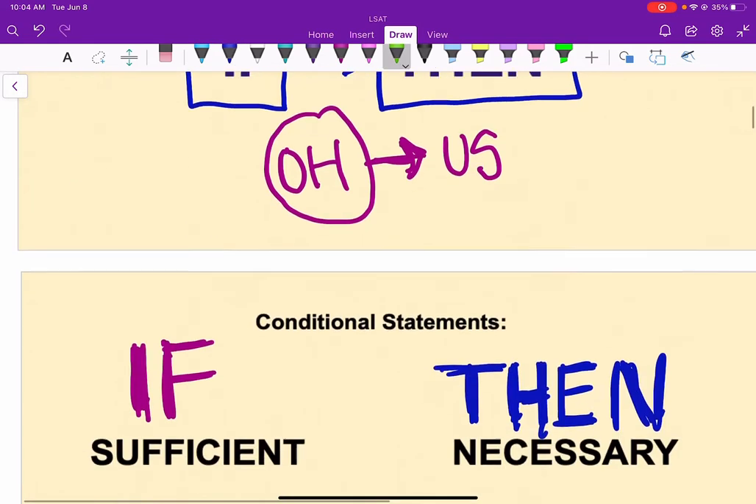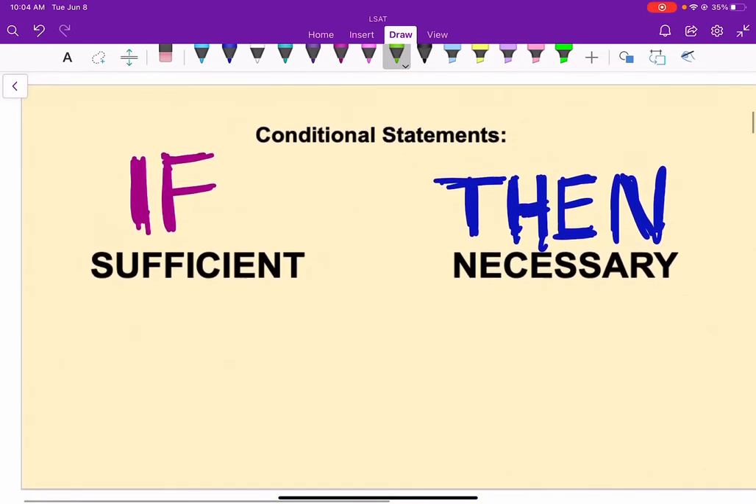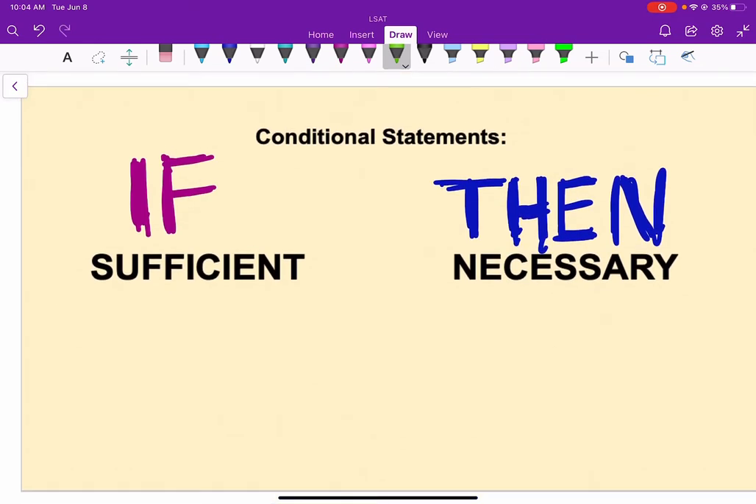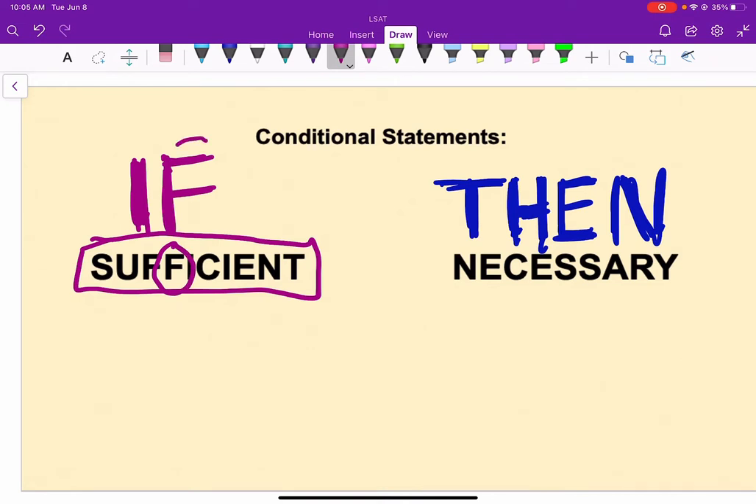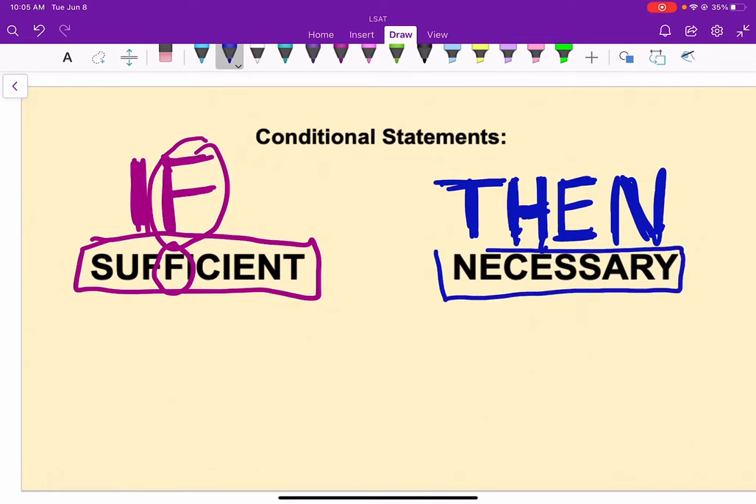Excellent. And so when we have these if-then statements, they have fancy words that we're referring to when it comes to conditional logic. So if refers to our sufficient condition. And I like to remember this because sufficient has an F in it, and so does if. So if, sufficient, and those are going to go on the left side. Then our then condition is what we call necessary. And I like to remember this one because then has an N in it, and so does necessary.